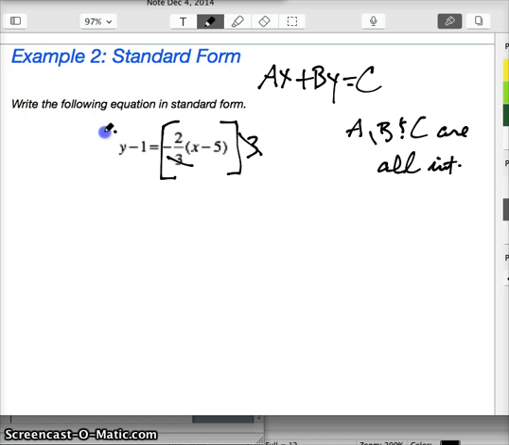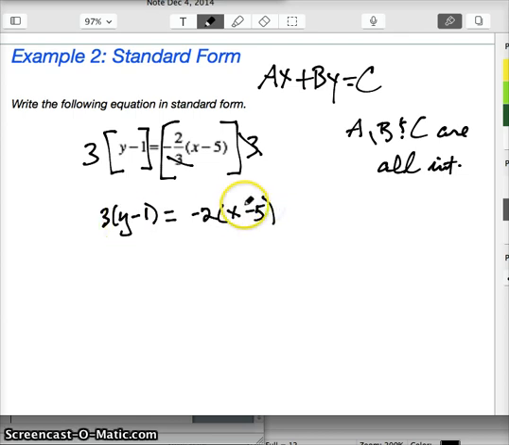But of course you guys know what I do to one side, I have to do to the other. So I'm going to multiply this side by 3 as well. So now I'm left with 3 times the quantity of y minus 1 is equal to negative 2 times the quantity of x minus 5. And indeed, we are going to now use the distributive property. It's much more convenient. I'm just going to multiply 3 times y, get 3y minus 3 is equal to negative 2x. Negative times a negative is a positive, plus 10.